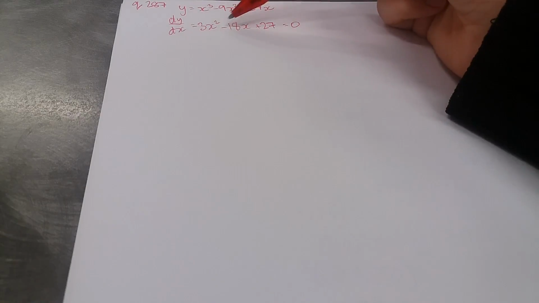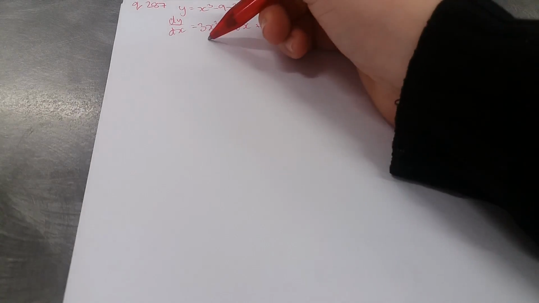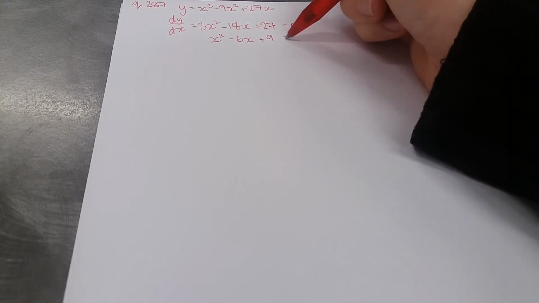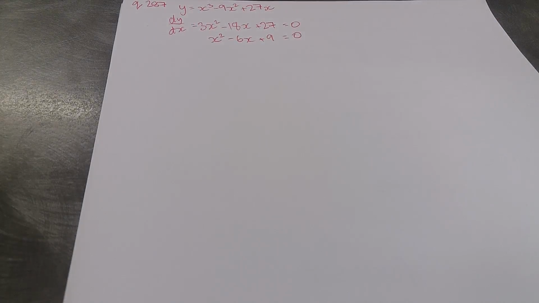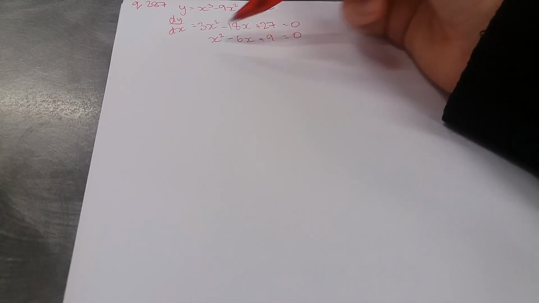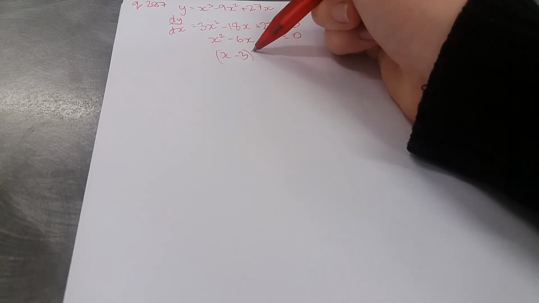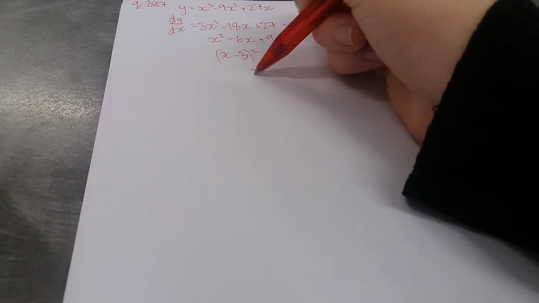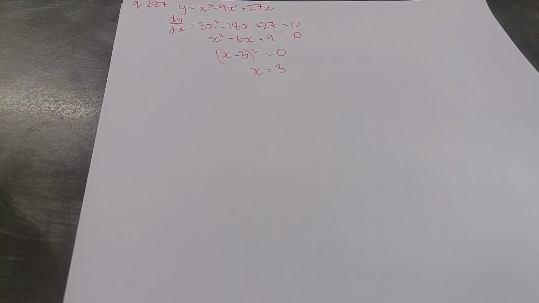So first thing is, you can see here everything's got a common factor of 3, so we'll simplify that. And then we look at this function and we say, okay, so this is x minus 3 squared. So x equals 3. So we've got a stationary point.